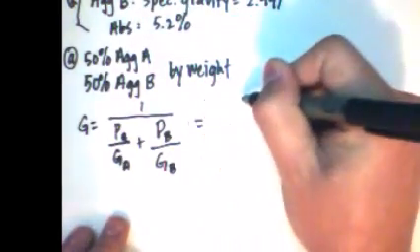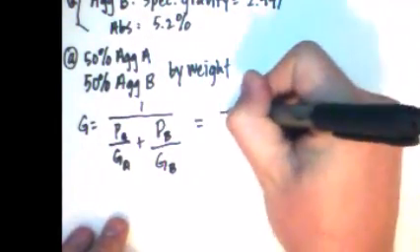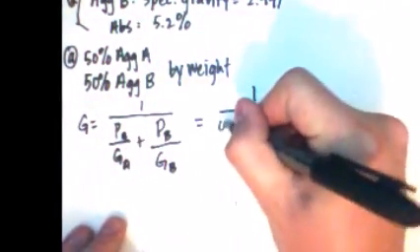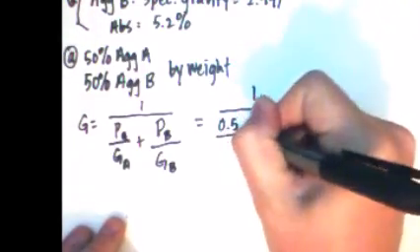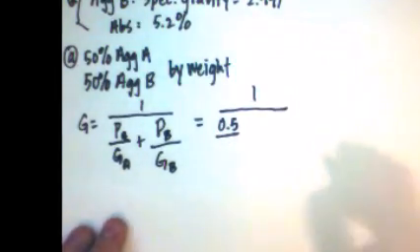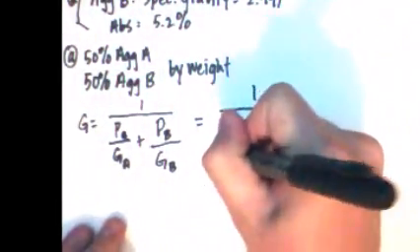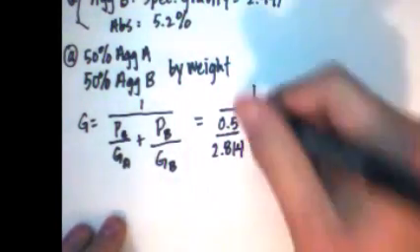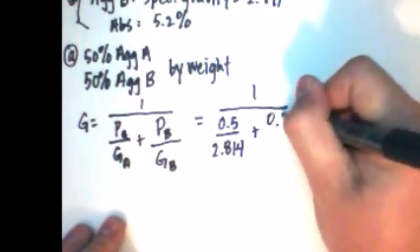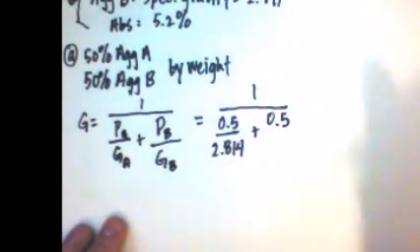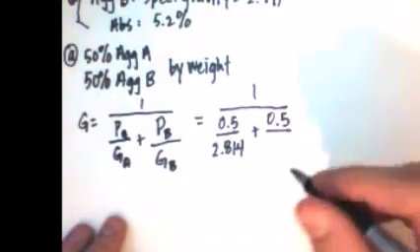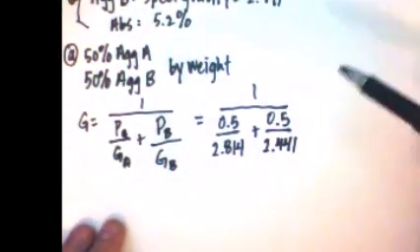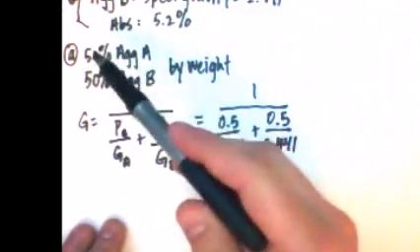So it's 1 over, the fraction is going to be the 50%, so 0.5 over your specific gravity of A, which is 2.814. And that is added to the fraction of aggregate B over the specific gravity of B, 2.441. Now the reason this could change, the percentage can change in any problem.